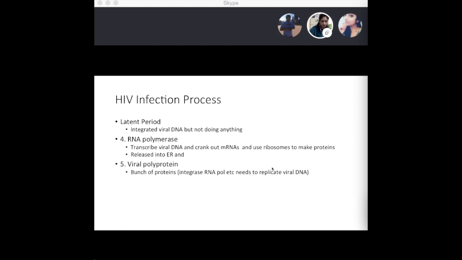which is then released into the ER. And then the viral polyprotein is produced, which is a bunch of proteins such as integrase, RNA polymerase, etc., which are needed to replicate viral DNA in the future. And then we have the immature particle, which is right before budding, and it has the viral polyprotein and the protease needed. And the protease eventually will cleave. The protease's job or role is to cleave that polyprotein to separate the particles, so then they can do their own jobs once they infect another cell.